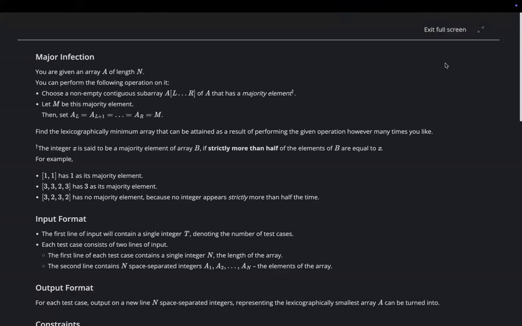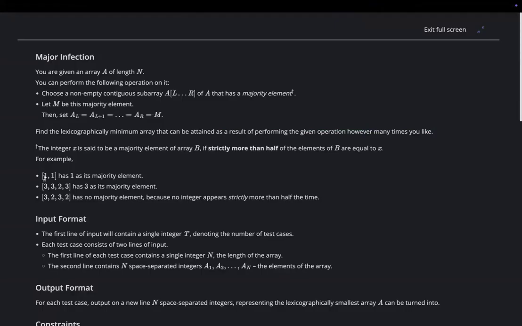Yeah, I'm back. Okay, so in this problem, we have been given an array A of size n. We are being told that we can apply a type of operation in which we choose a subarray, and that subarray should have a majority element. Then we will update all of the elements of the subarray equal to the majority element. We have to find the minimum, lexicographically minimum array that we can attain as a result of performing the given operations however many times we like.